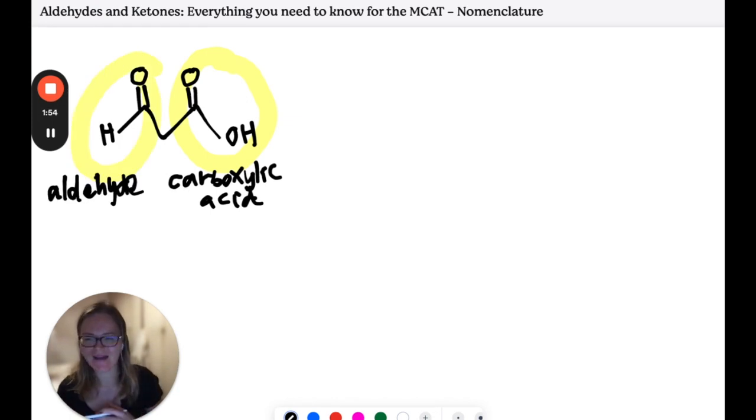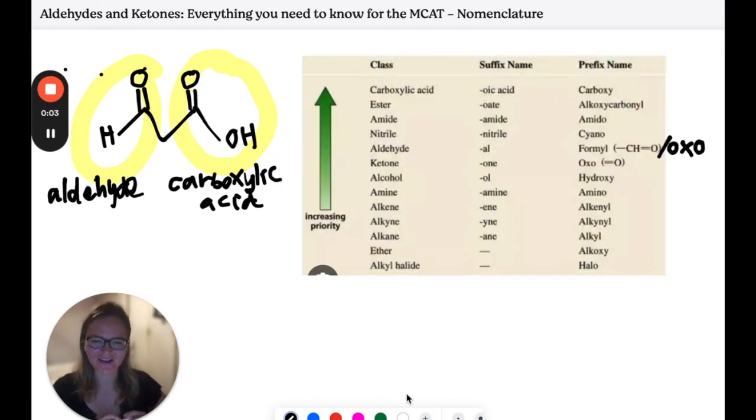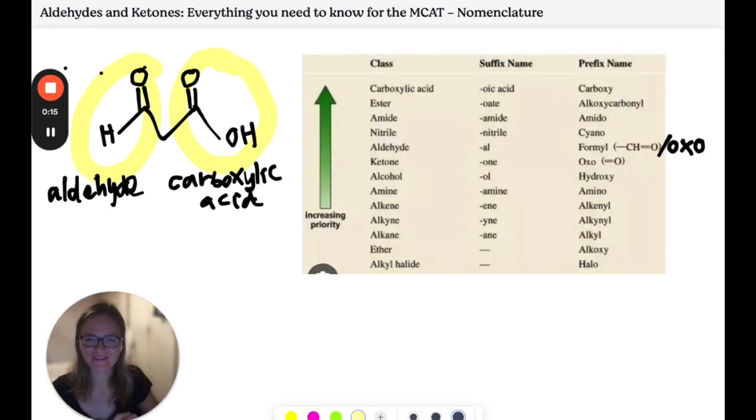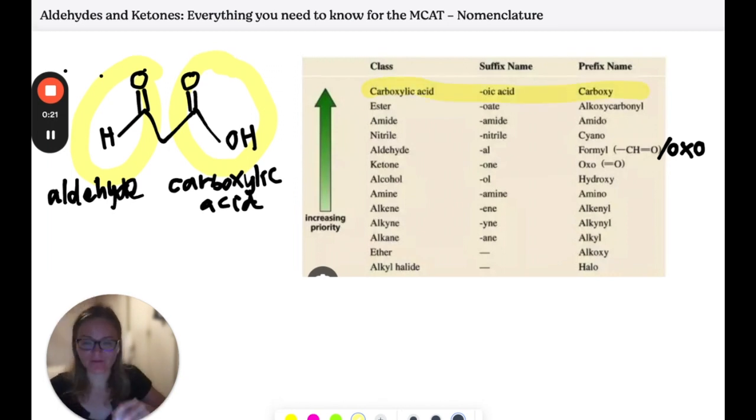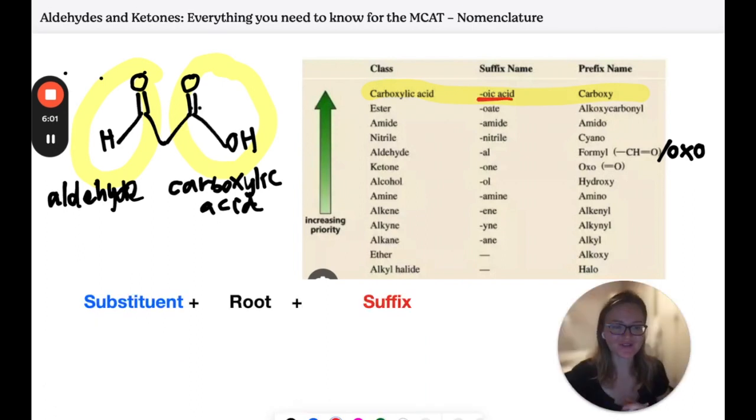Now let's take a look back at that chart that shows us the priority for our different functional groups in terms of naming. Okay, so here we see the naming chart again. Notice that our carboxylic acid is the highest priority functional group that we have. It's all the way at the top here. And when a carboxylic acid is the highest priority functional group, we are of course going to use it as a suffix. So our suffix here is going to be -oic acid, since that's the highest priority group.